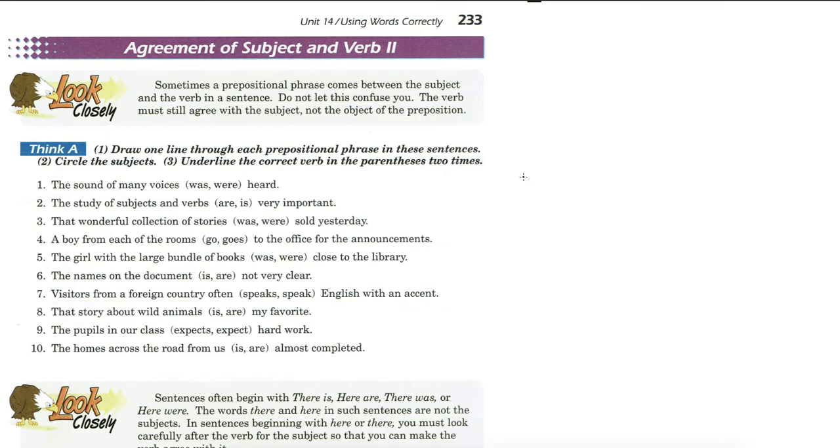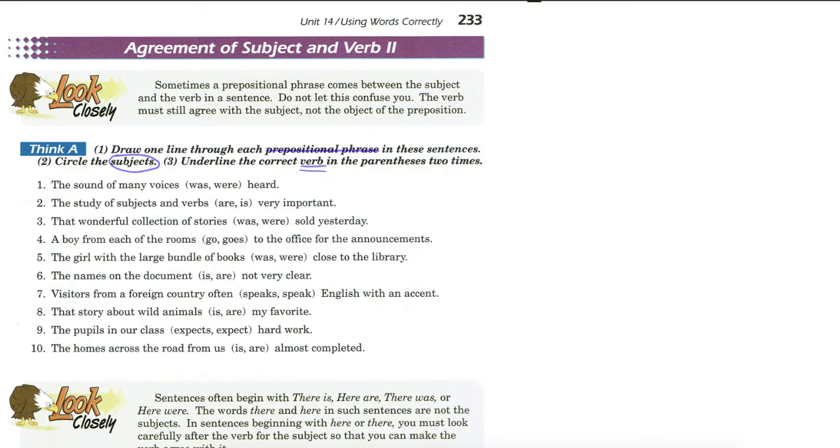Nothing new to teach you guys. All review. Let's get started. All right, so Think A says draw a line through each prepositional phrase. So draw a line through each prepositional phrase in these sentences. Circle the subjects. Underline the correct verbs in the parentheses 2 times.